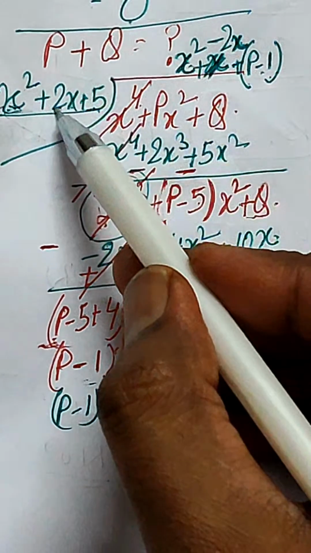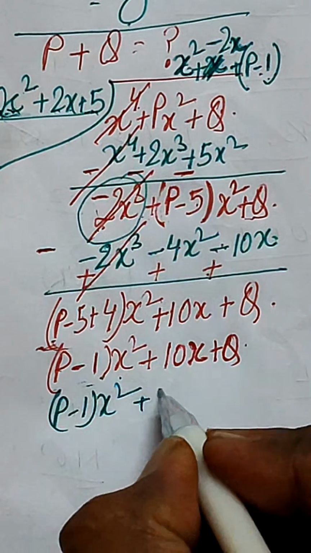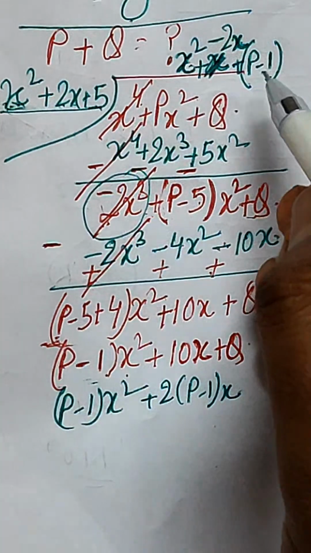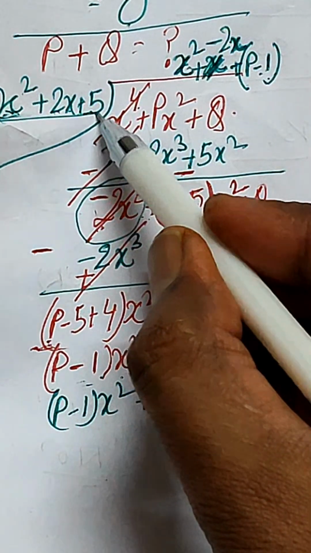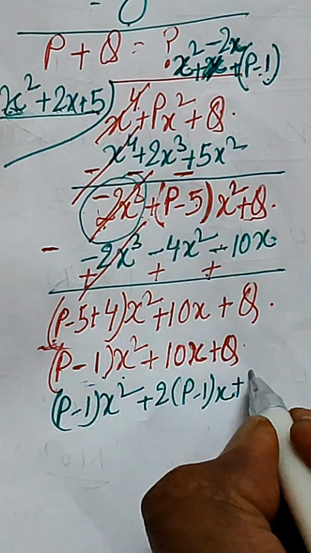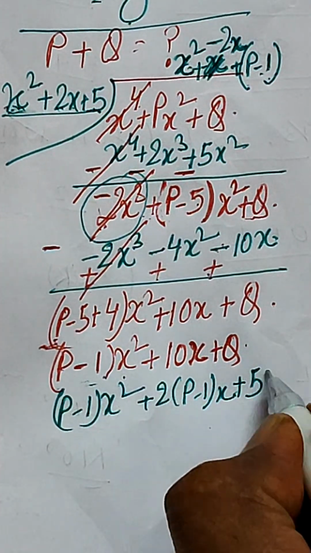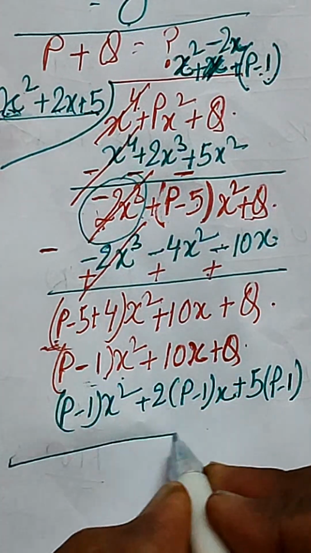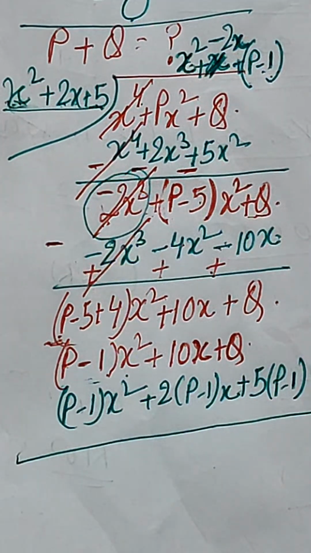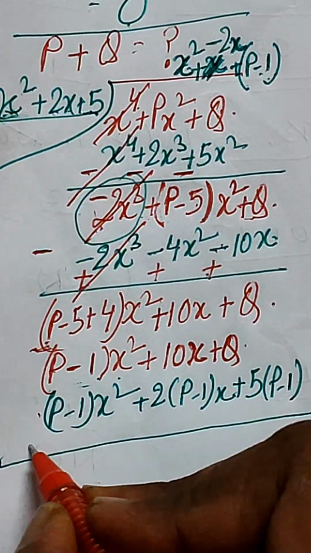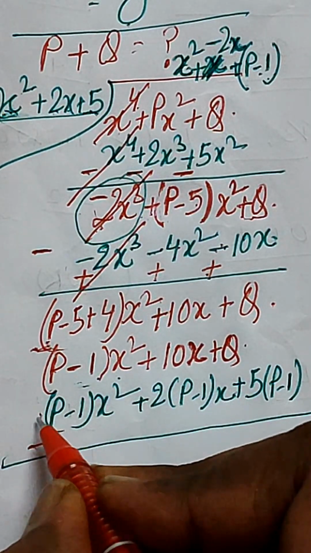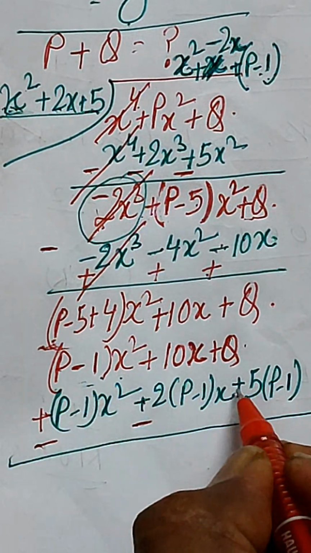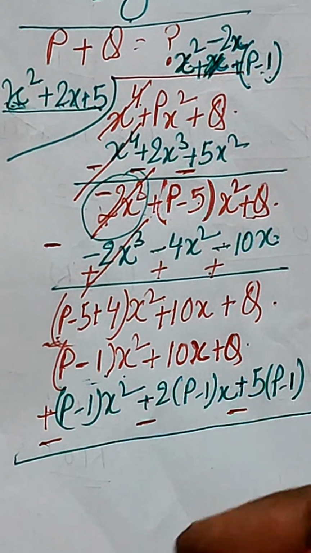P minus 1 into 2x will be 2 times p minus 1 x. P minus 1 into the third term 5 will be 5 times p minus 1, right? Now this plus will be changed to minus. If nothing is there, that means plus was there. This plus is changed to minus, and this plus is also changed to minus.